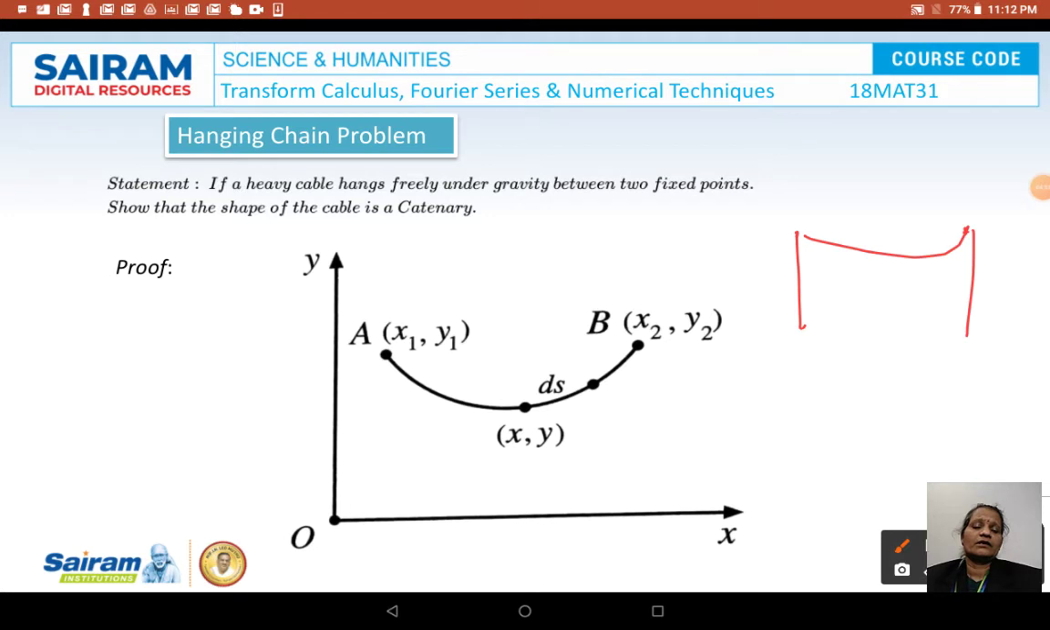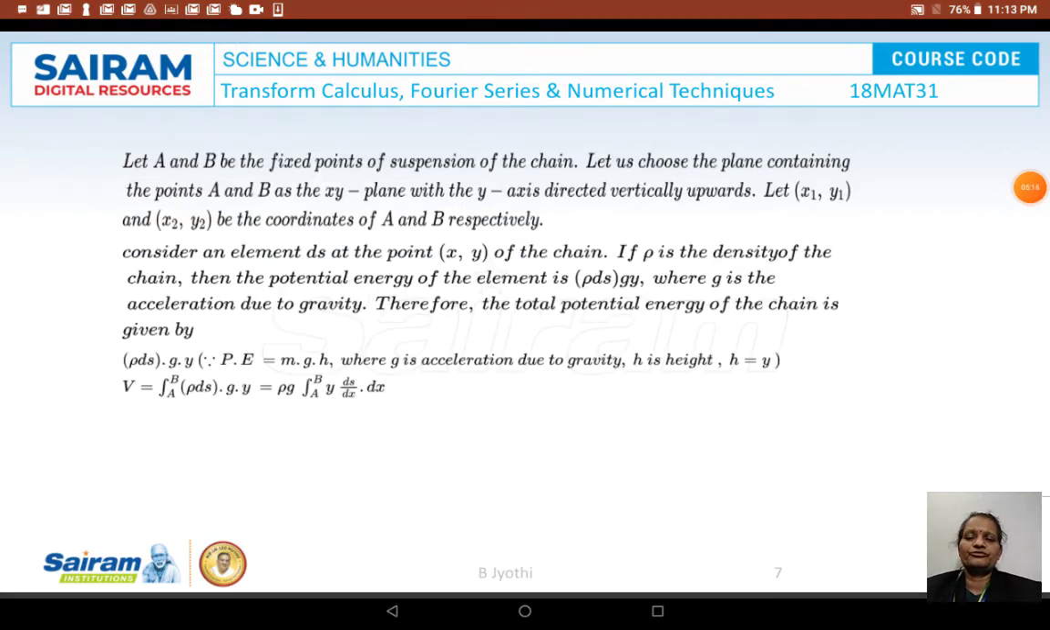Like this. This is between the 2 points, A and B. So A is with the coordinates x1, y1 and B is with the coordinates x2, y2. And if we take a point on a small arc, at the point x comma y, we take this as H. Let's see the proof now.